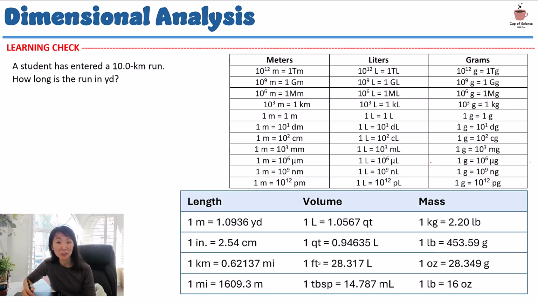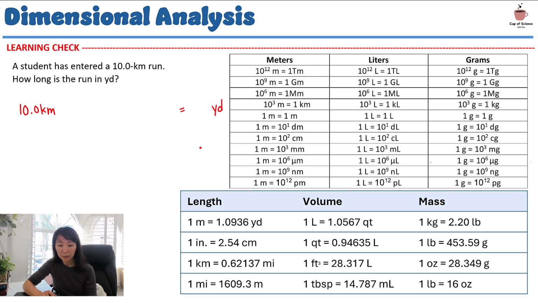A student has entered a 10.0 kilometer run. How long is the run in yards? So I'm going to set it up so that I have what's given in front of me, 10.0 kilometers. I want to do some calculations so that in the end I get yards. Now, let's first look at this bottom chart here. The bottom chart shows a relationship between kilometers and miles, but not yards, kilometers or meters and yard here. So no direct relationship between kilometers and yard.